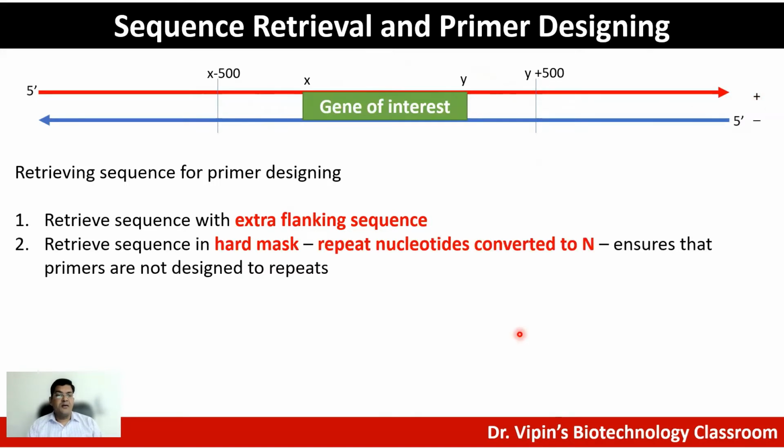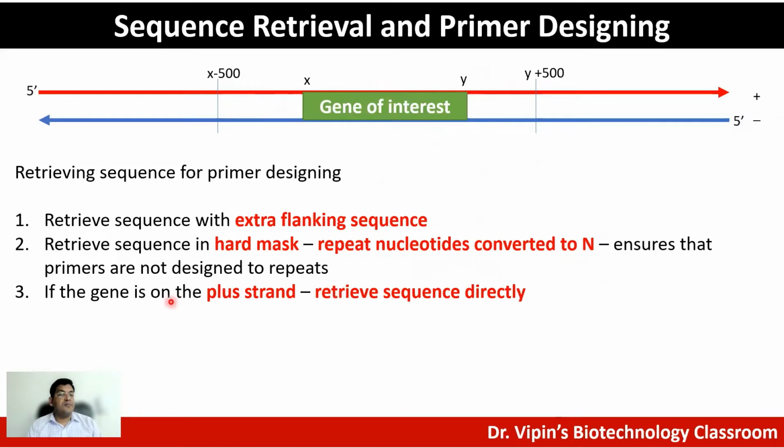Then you also have to ensure that this sequence is retrieved in hard mask, which means if there are any repeat sequences in these flanks, they are actually converted to capital N, so that the primer design software is blind to these sequences and does not design primers to repeat sequences. So retrieve sequences in hard mask, repeat nucleotides converted to capital N, which ensures that primers are not designed to repeats.